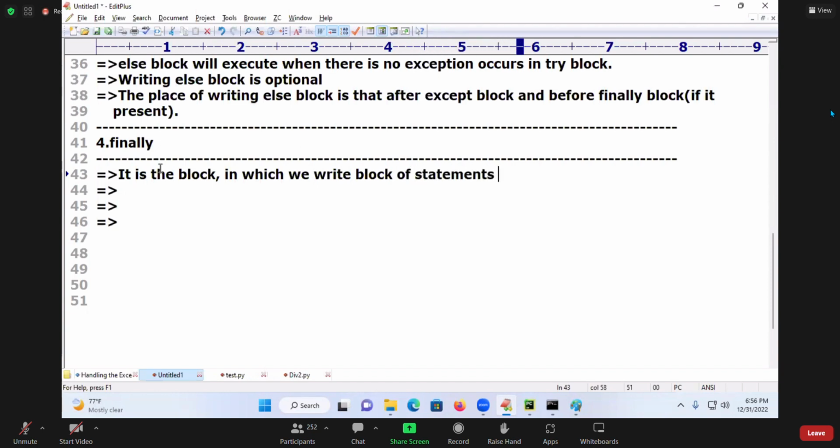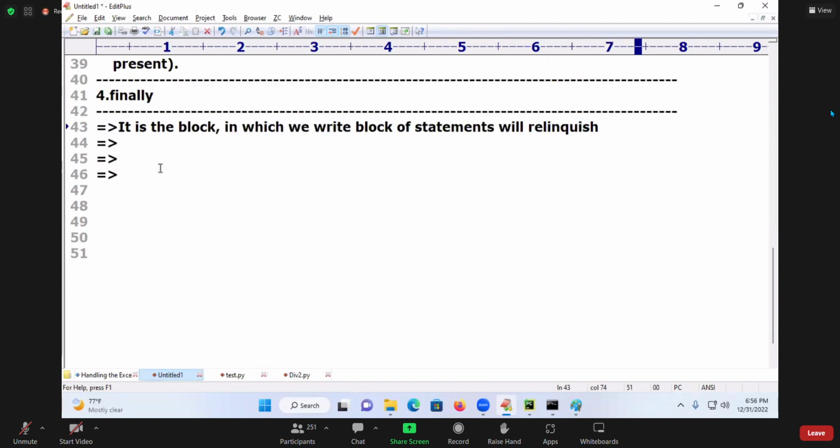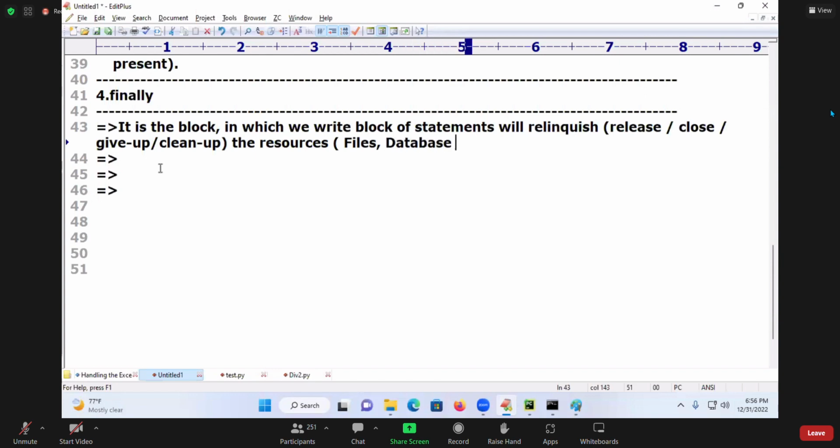So be careful. It is the block in which we write a block of statements that will relinquish the resources. Relinquish means what? Release. Also called what? Close. Also called what? Give up. These are all different alternative words.